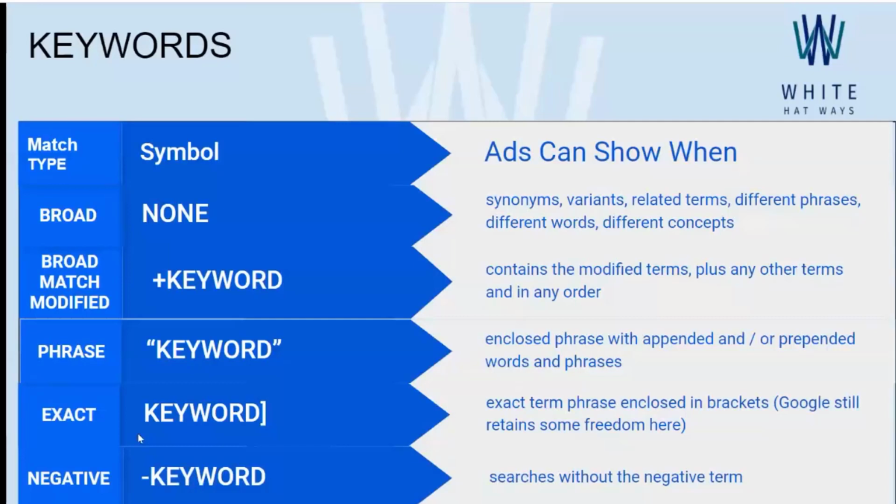The keyword has to be exactly matching with the search query. Nothing beyond, nothing after, nothing in between, no jumbled up pattern, nothing at all. It is a simple law, exact match. If it is exactly matching, show the ad. If it is not exactly matching, just don't. Simple law. Fine. So exact term phrases are enclosed in the brackets.